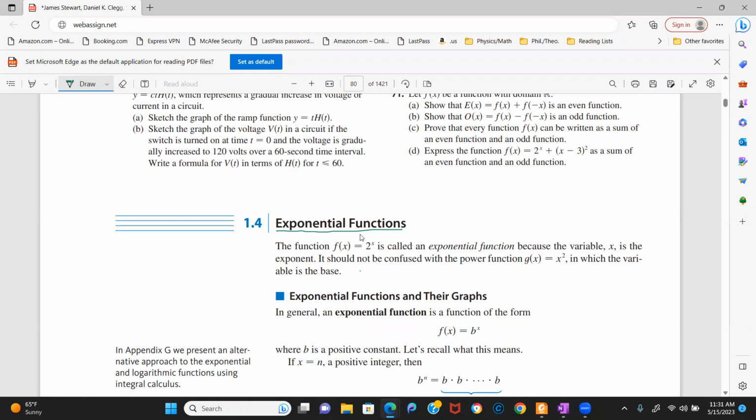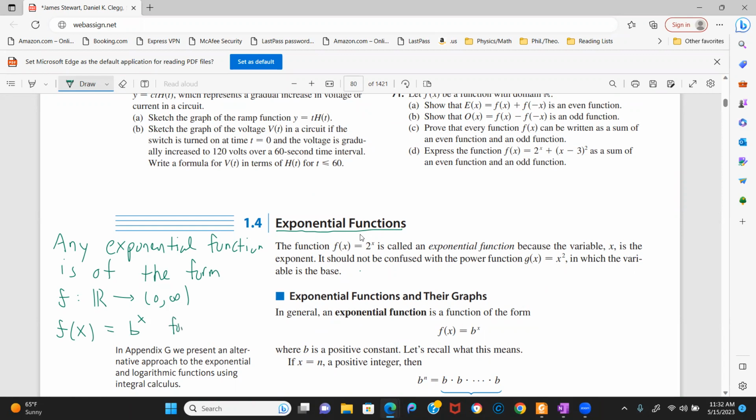So basically, any exponential function is of the form: some function f from all the real numbers to the positive numbers, and it's given by the following formula. And this is going to be for some b greater than 0, but not 1.